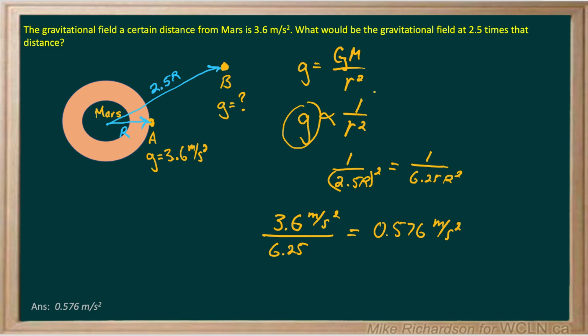Now keep in mind, you could simply just calculate it. You could see what happens, you could make up an initial distance and then make it 2.5 times bigger and see what the relationship is between the two. But that's not the intent of this question. The intent is to look at the relationship from the formula and solve it from there.